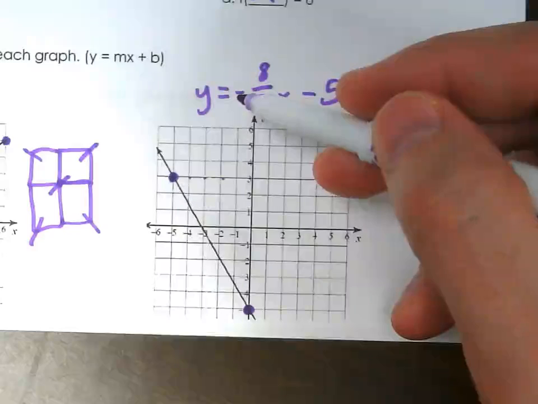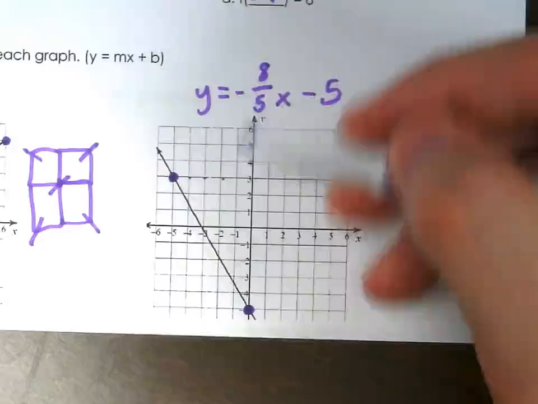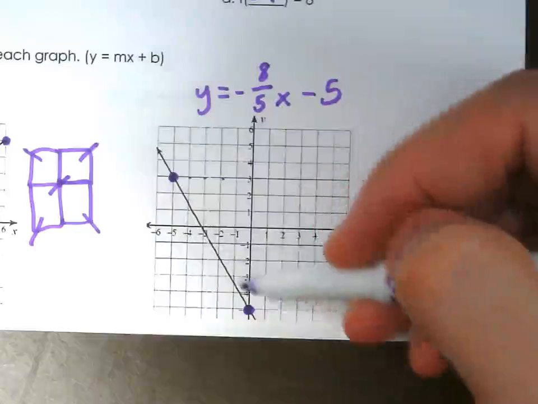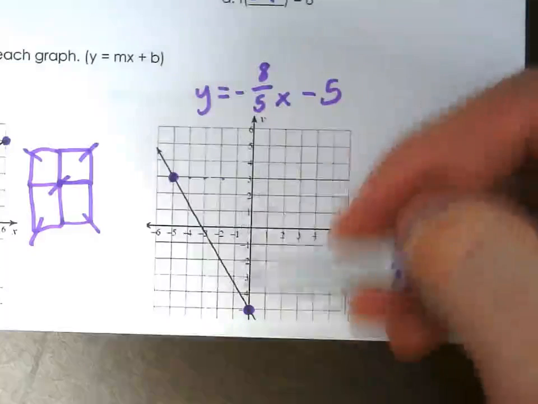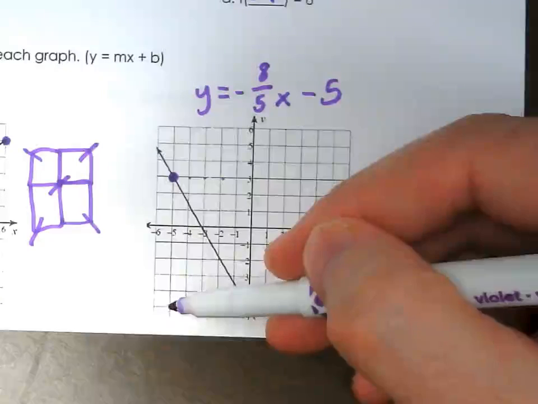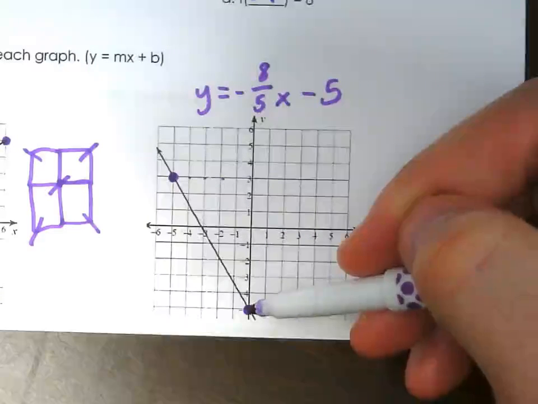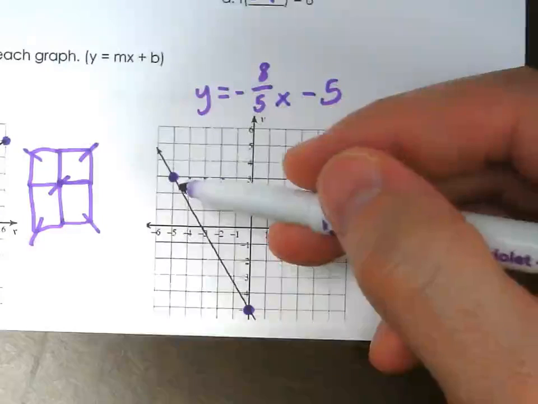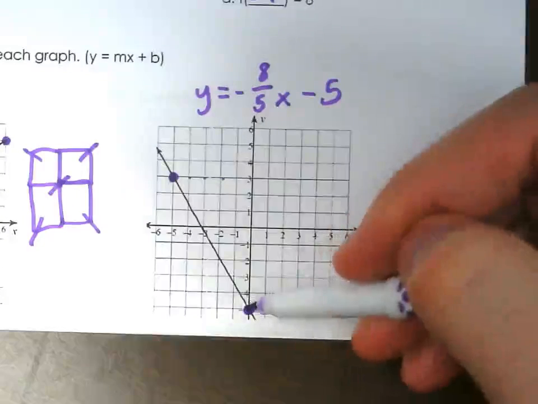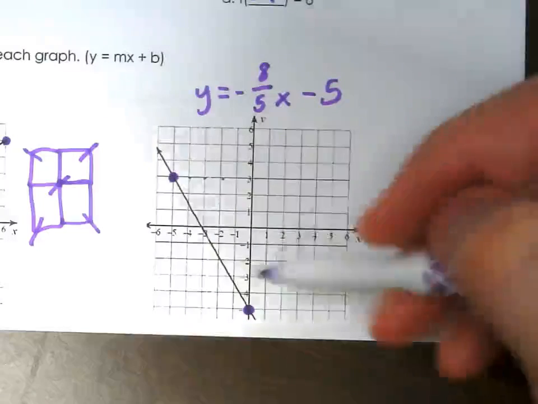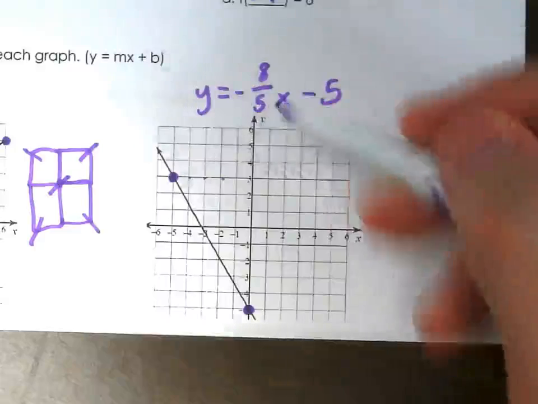Again, because it's going down, you know it's a negative slope, and then 8 over 5 because from one dot to the other dot we had to go up or down 8 and then over 5. Because notice if I start at this dot and I go down 8, right 5, I get to my other dot. It creates almost like a square when you go down 8, right 5, up 8, left 5. So again, that's just how we created that equation.